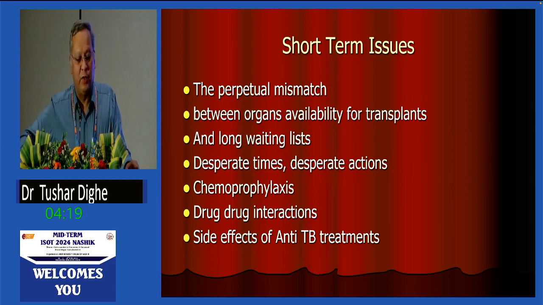So what are the short-term issues? The short-term issues are the perpetual mismatch between organ availability for transplant and the long waiting list. So we have desperate times which will lead to desperate choices. Chemoprophylaxis can be given, but it will lead to a lot of drug-drug interactions, and there are a lot of side effects of anti-TB treatments.